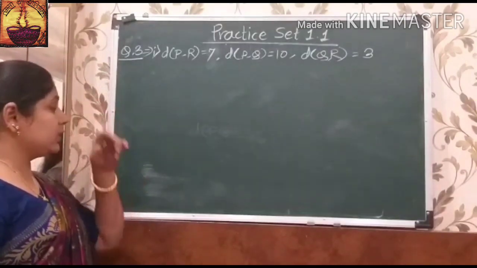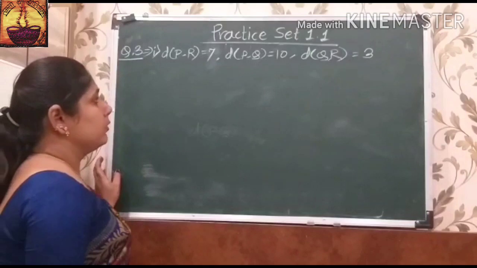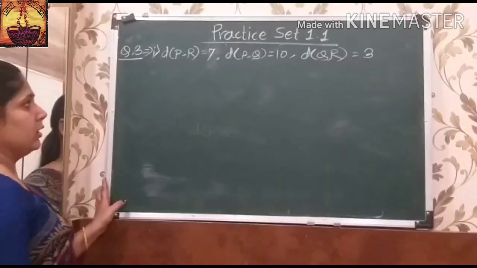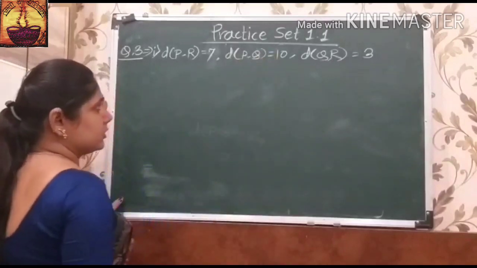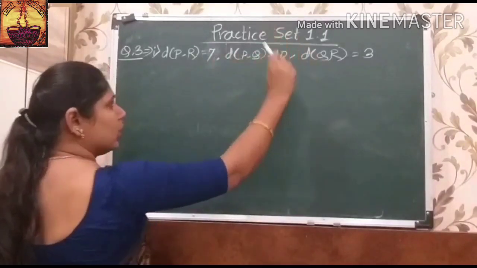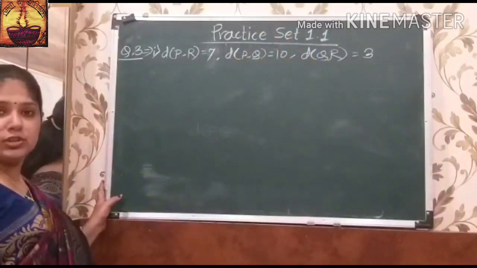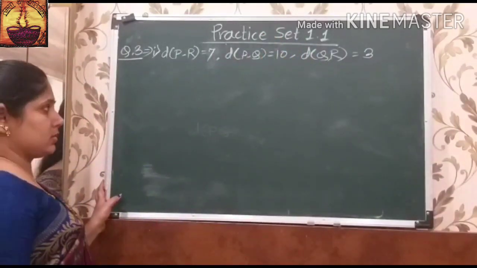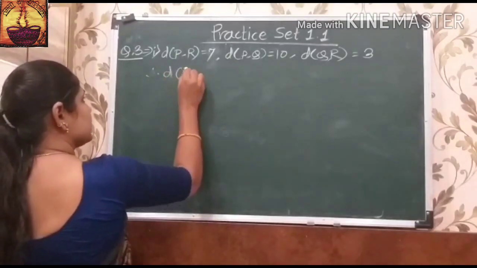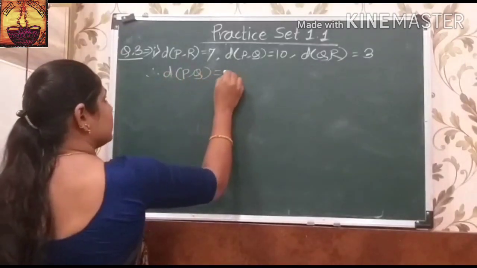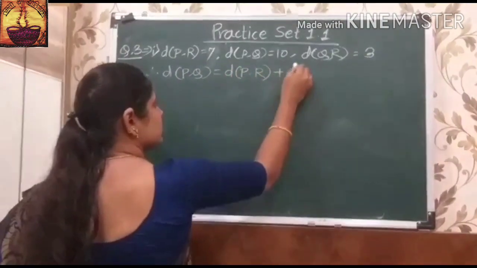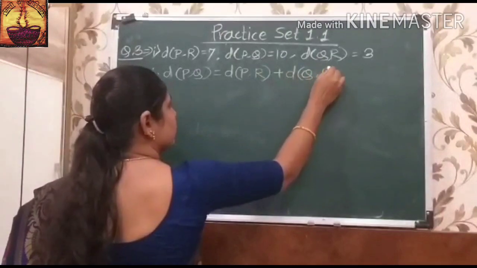When these 3 distances are given, we have to know which one is the greatest distance. Here distance PQ is the greatest distance. Distance PQ is 10, PR is 7 and QR is 3. Therefore, PQ is the larger distance. Therefore, we write here distance PQ is equal to distance PR plus distance QR.